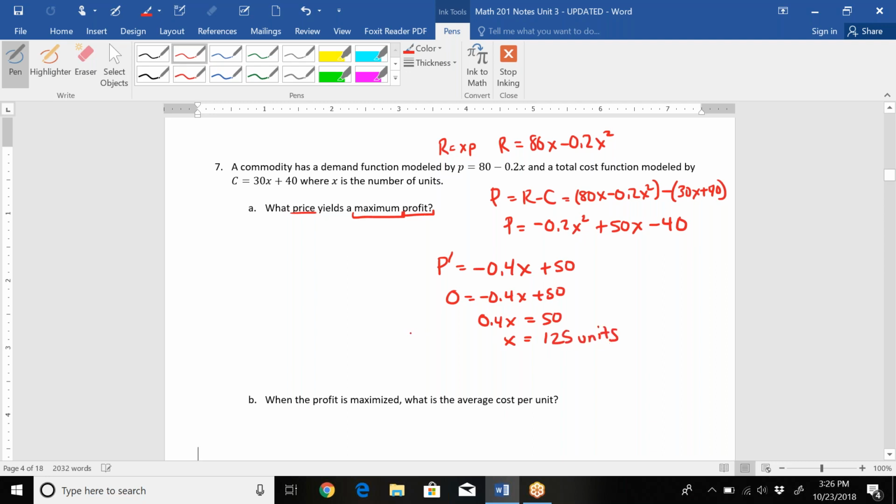Now, they didn't ask us how many units they should produce to make a maximum profit. They asked us for the price that yields a maximum profit, but you had to have units to do that. So we need to plug that back into the P function. So P equals 80 minus 0.2 times 125, and I got that the price should be $55 per unit.